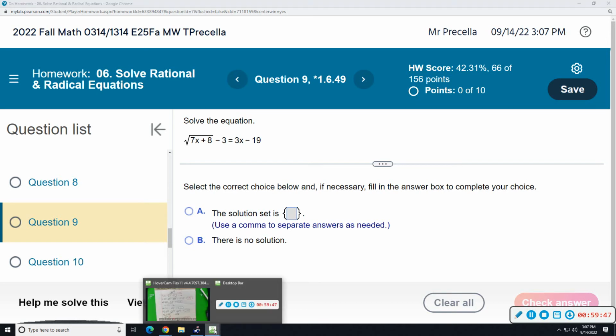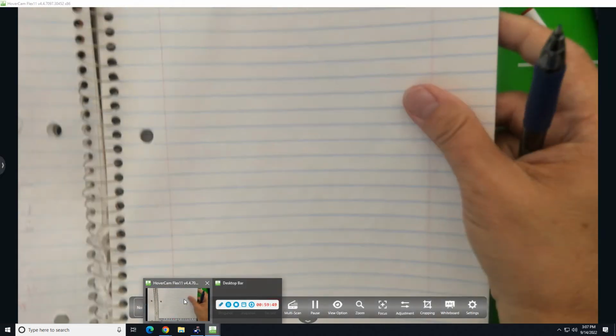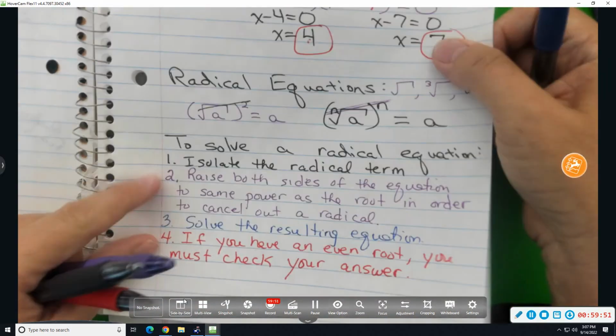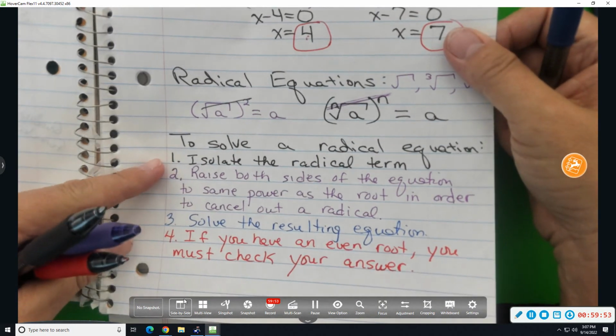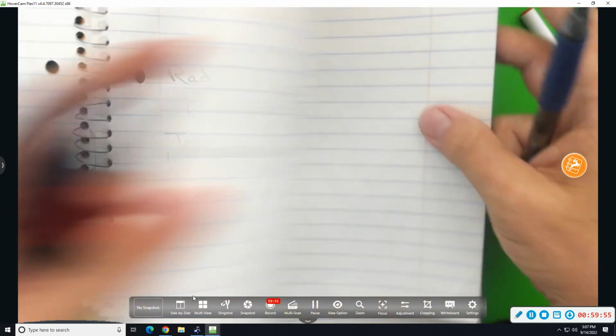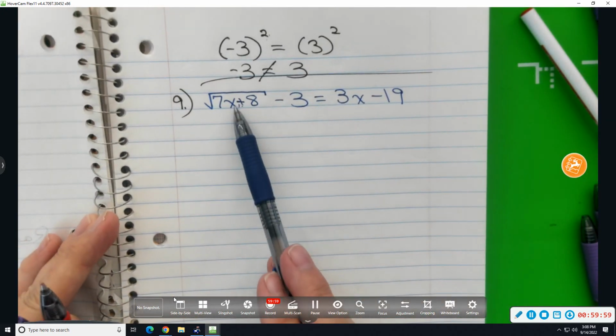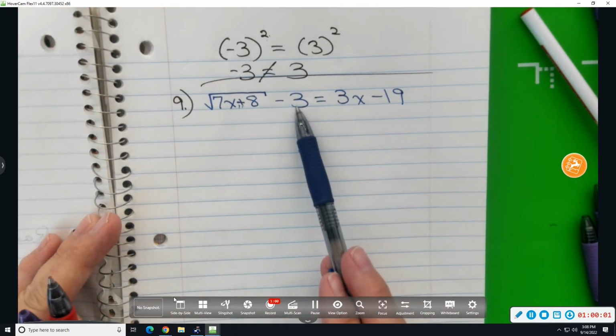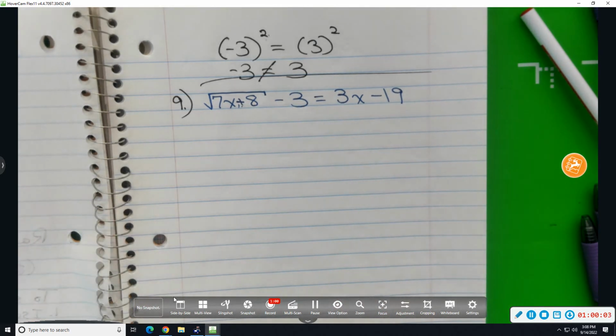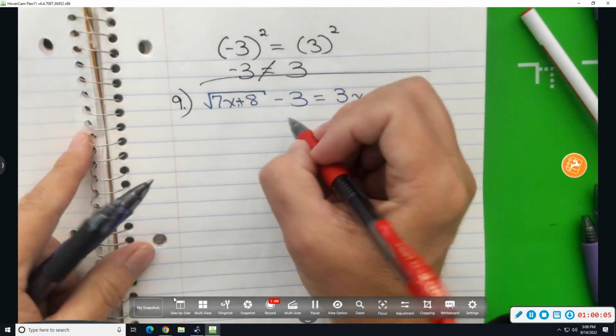Here's a little sequence of steps. The first thing we do is isolate a radical term. So we got to get the radical by itself. Well, looking at this, there's only one radical. We need it by itself, so we need to get rid of that minus 3. What do you think I'm going to do? Add 3.